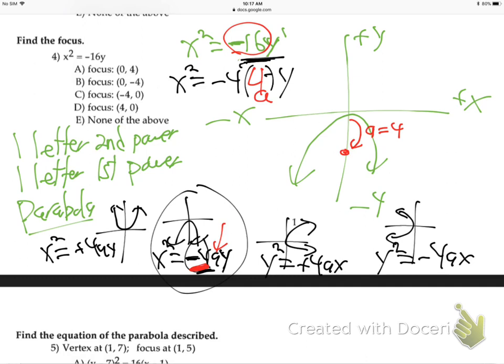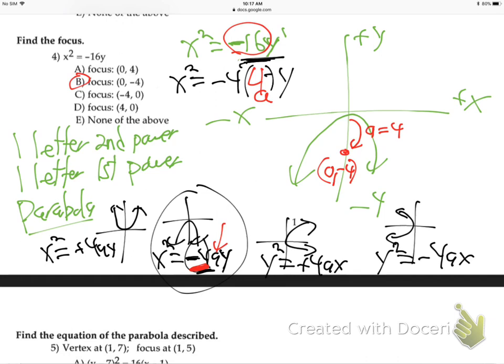C is the focus distance on the other two. Remember that? Not so much? Maybe? All right, so 4. So what's the coordinates of this focal point then? It's over 0, down 4, isn't it? So there we go. It's B. That makes sense? Questions I can answer?